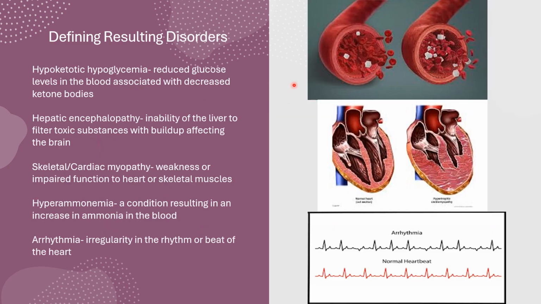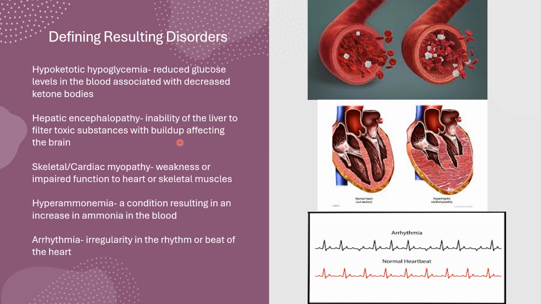So before we get into the deficiencies with the carnitine shuttle, I wanted to define a few of the resulting disorders from the various deficiencies. First we have hypoglycemia, which is just reduced glucose levels, and this is primarily due to an increased need for energy dependence on glycolysis, since the deficiencies we're going to discuss will interfere with beta oxidation. And hepatic encephalopathy is just an inability of the liver to filter certain toxic substances that might be built up due to the deficiencies.